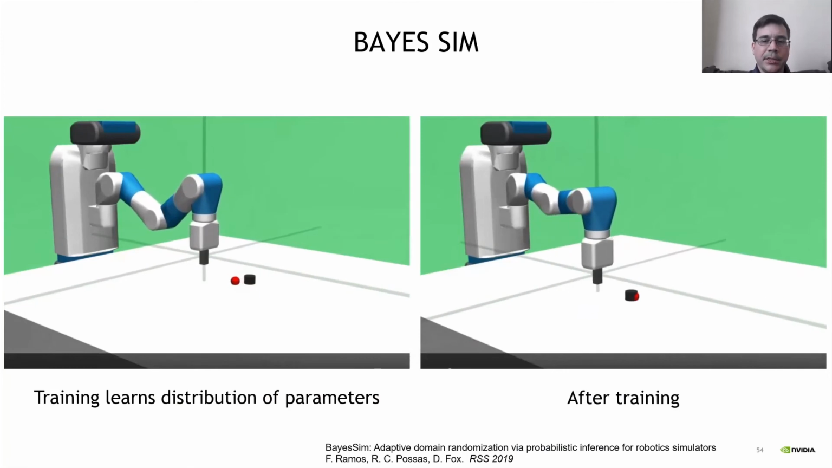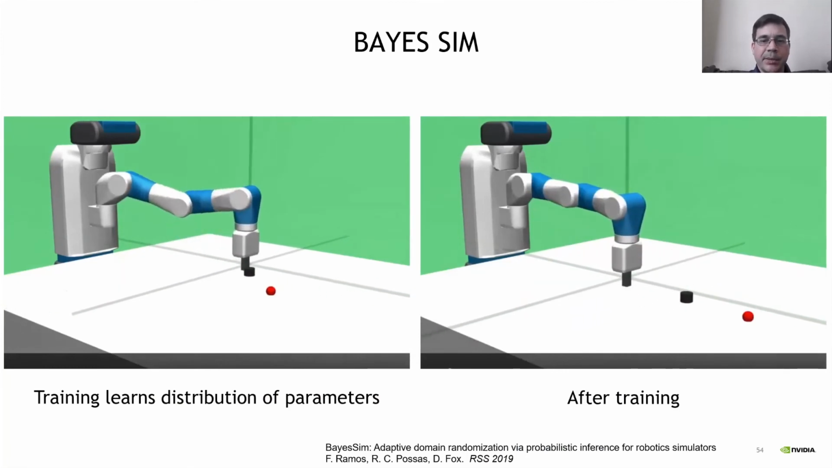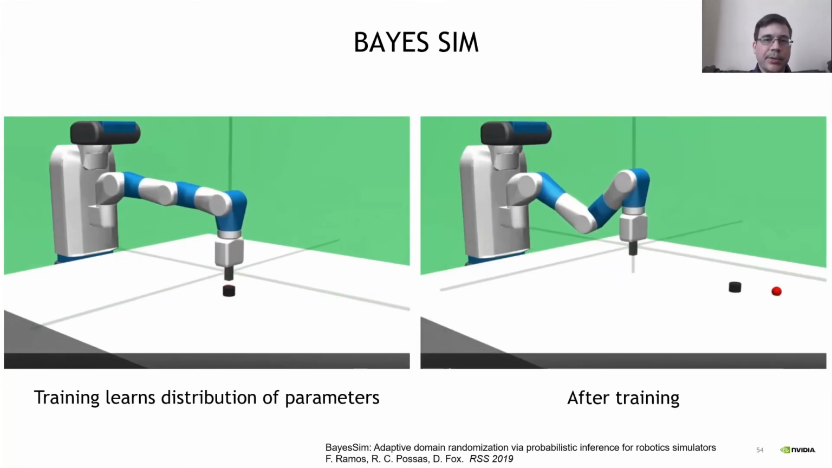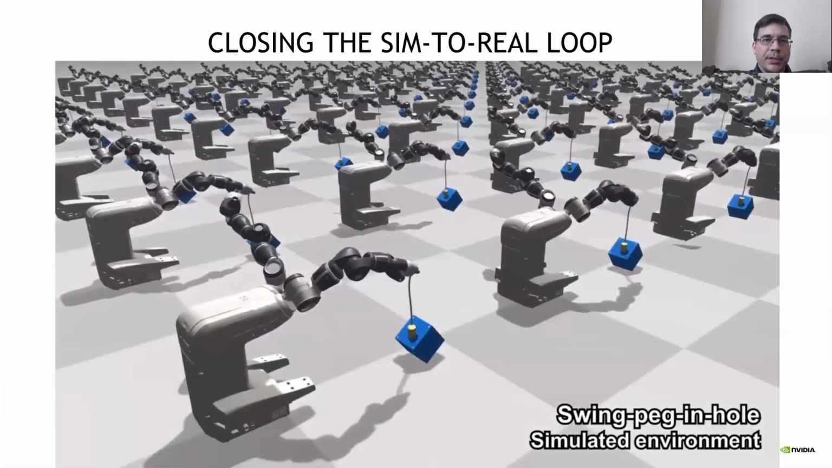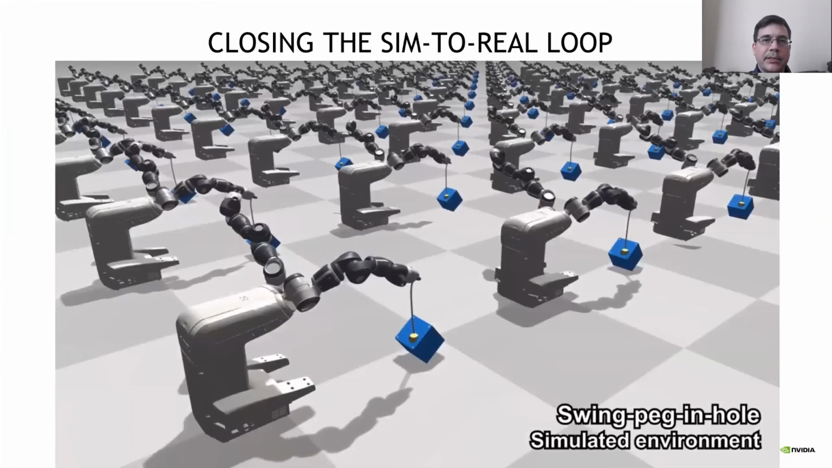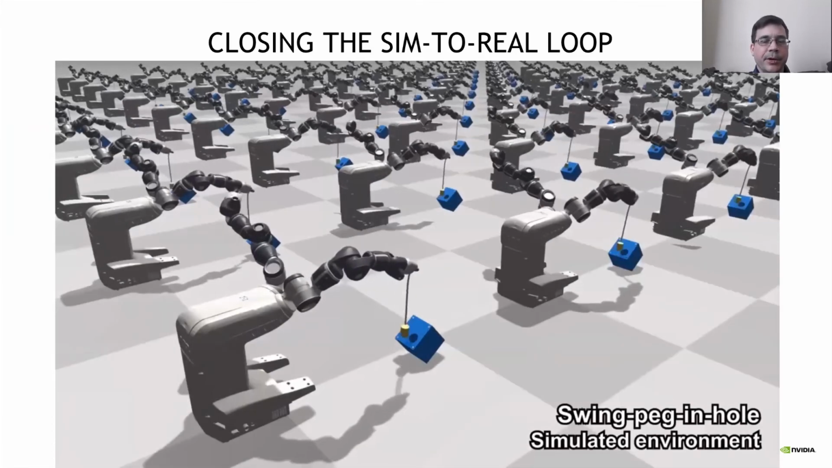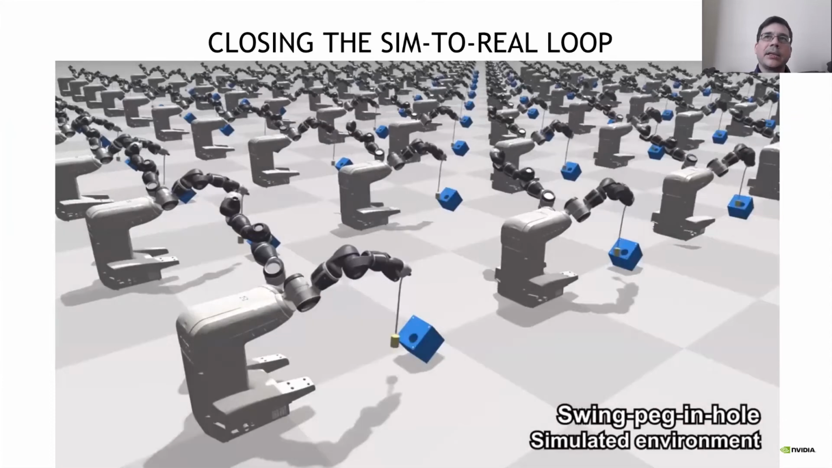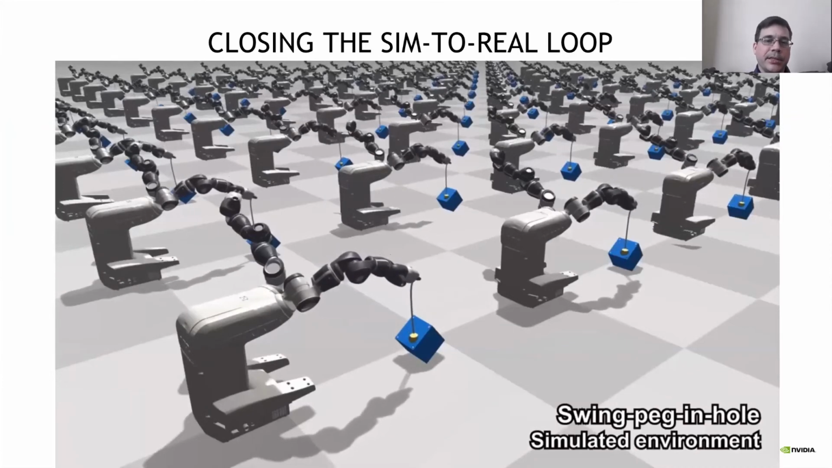This is a technique known as BayesSim, which came out of some colleagues in our lab a couple of years ago. Closely related work to that is this work on closing the sim-to-real loop. We've talked about sim to real, but there's also real to sim, and if you put those together, you have this sim-to-real loop, where you train in simulation, and it kind of goes back to your question, Joaquin. So you train in simulation, you apply it to the real world, and it doesn't work very well.